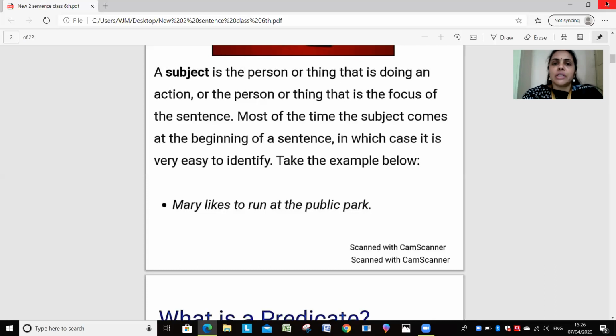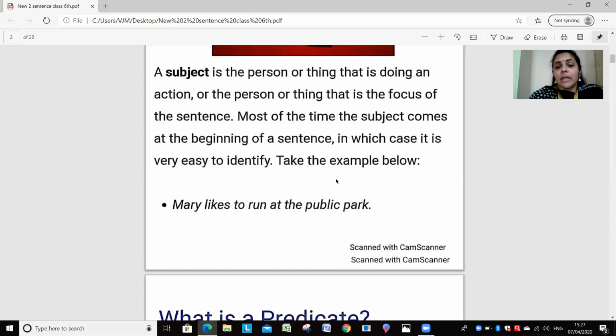And usually the subject comes in the beginning of a sentence. Okay, and when the subject comes in the beginning, in the start of a sentence, it is easier for us to understand what is the subject of the sentence. If you can see the example given over here, Mary likes to run at the public park.